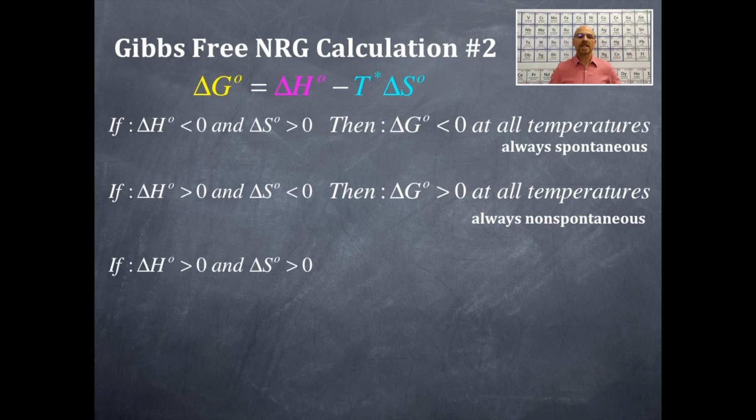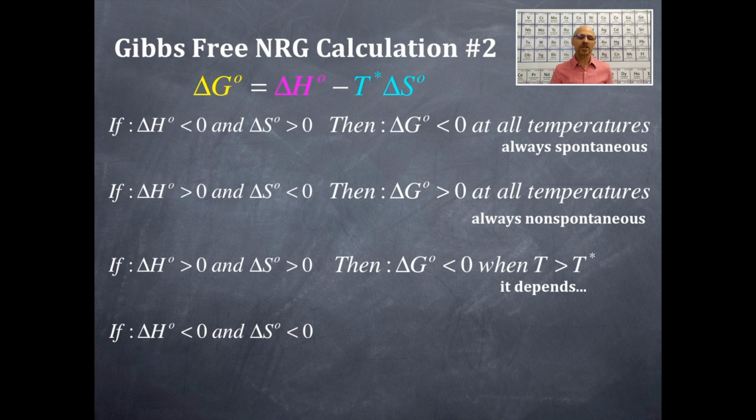Okay, if delta H is greater than 0, that is endothermic, and the delta S is positive, that is more disordered, notice they're the same sign here, then the delta G naught for this is less than 0 when the T is greater than the T star. That's where the switch occurs. So it depends on that temperature.